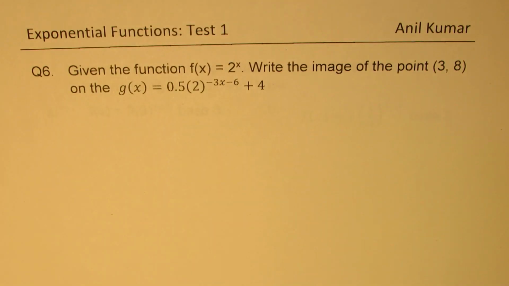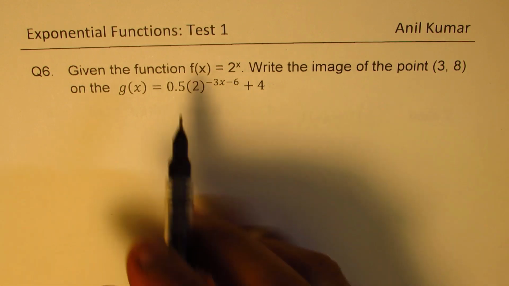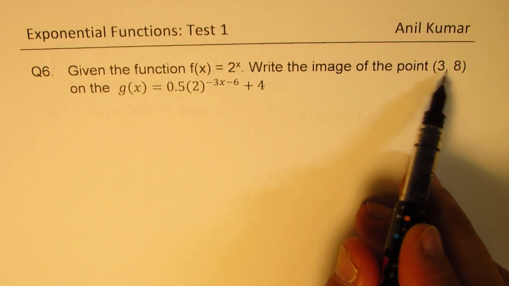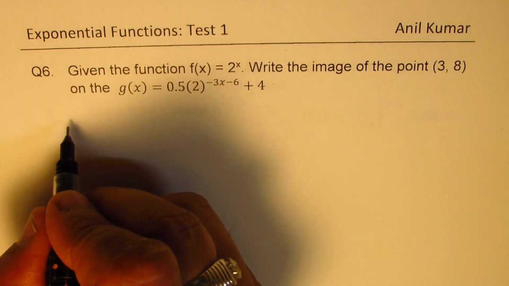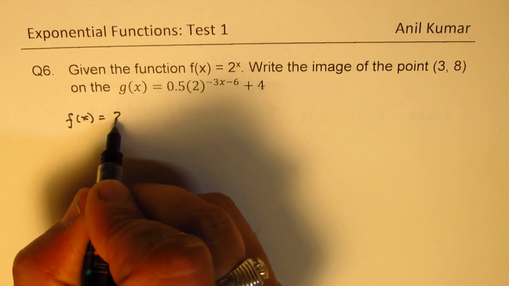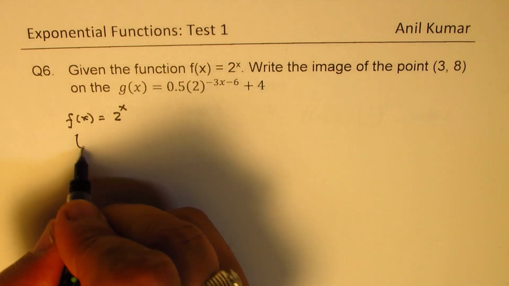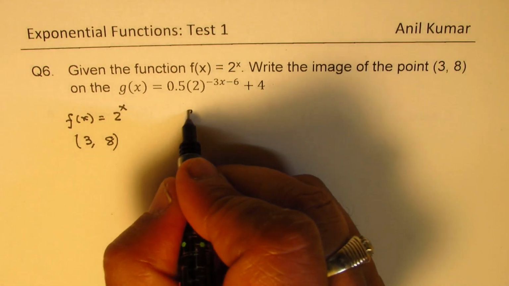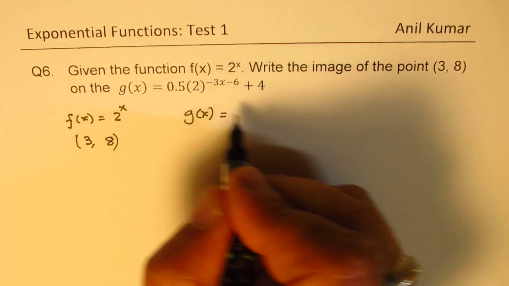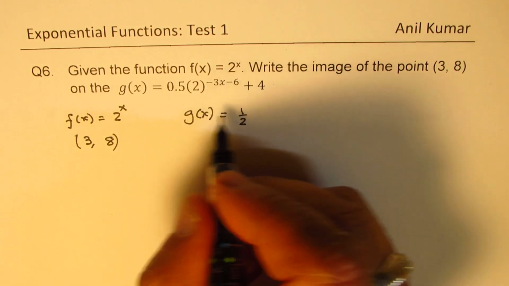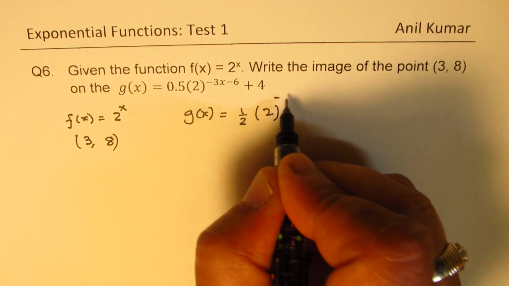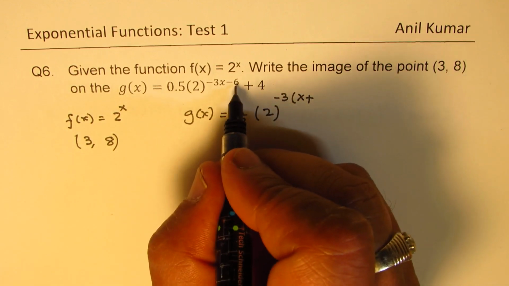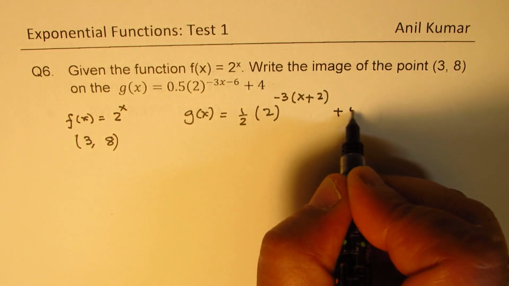Now let's take the next question, which is question number 6. Given the function f of x equals 2 to the power of x, write the image of the point 3, 8 on the given function, right? So we are given the function f of x equals 2 to the power of x, and the point here is 3. If I write 2 to the power 3, I do get 8, right? The other one, g of x, is given to us as 0.5, which means half, times 2 to the power of minus. I'll factor out 3, but minus 3 this time. So I get 6 divided by 3 as 2, plus 4, correct?